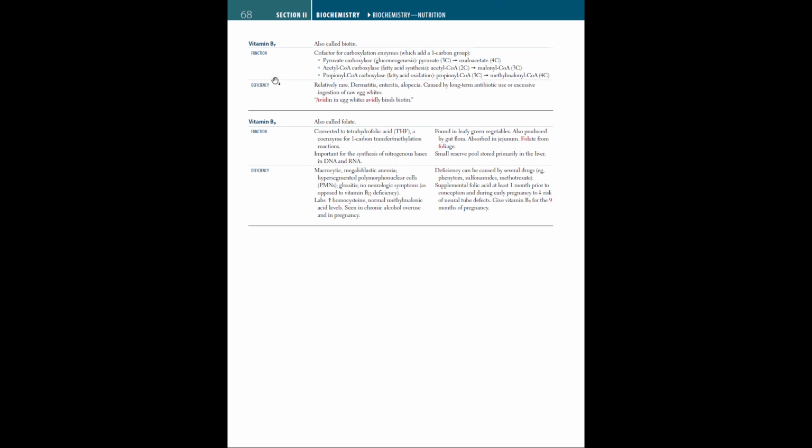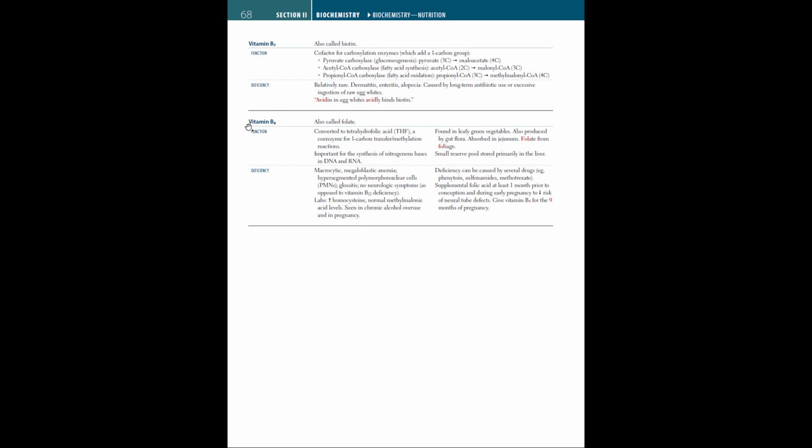Next, we have vitamin B7 and B9. Vitamin B7, also called biotin, is a cofactor for carboxylation enzymes, which add one carbon group: pyruvate carboxylase, acetyl-CoA carboxylase, and as well it functions with propionyl-CoA carboxylase. The deficiency of vitamin B7 is relatively rare. However, it can cause dermatitis, enteritis, alopecia, and this is caused by long-term antibiotic use or excessive ingestion of raw egg whites.